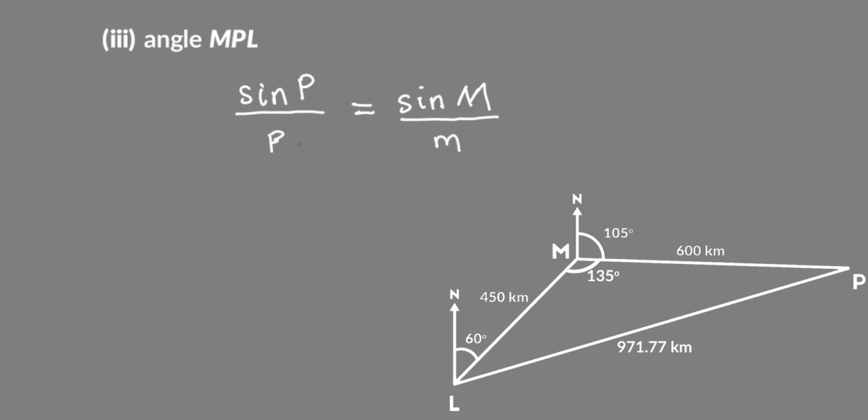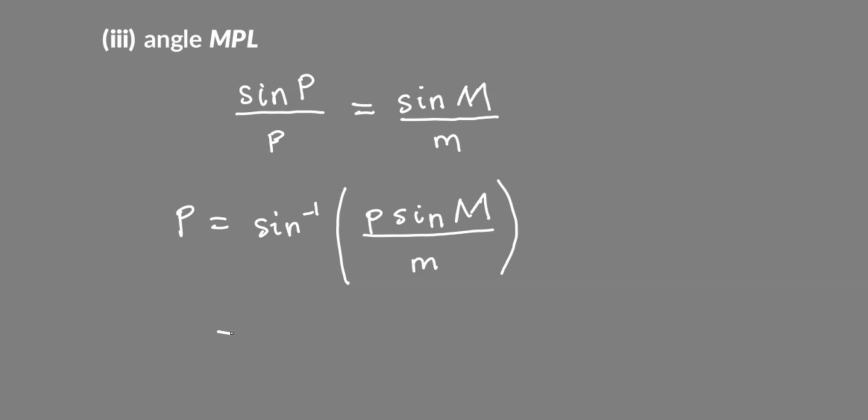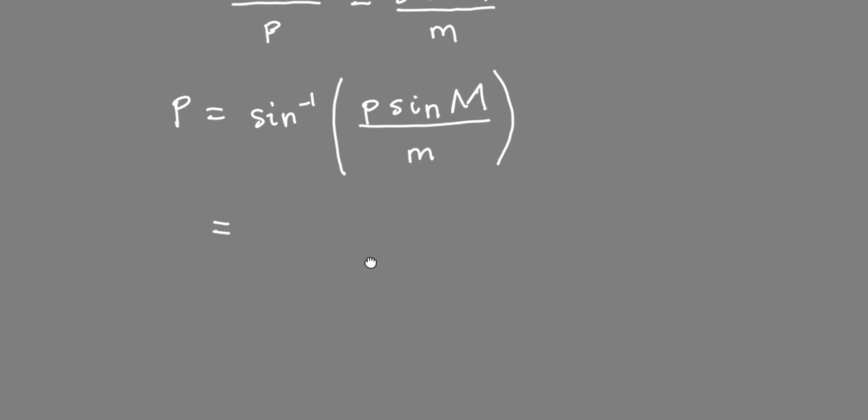Therefore, we're just going to make P the subject of the formula here. You agree with me that after you make P the subject of the formula, P is going to be equal to sine inverse of this big fraction here, p sine m over m. So immediately we plug this into our calculator, we're going to have our answer. You can work with it bit by bit, there's no problem. But here you can also see how we can work it out as just one whole thing.